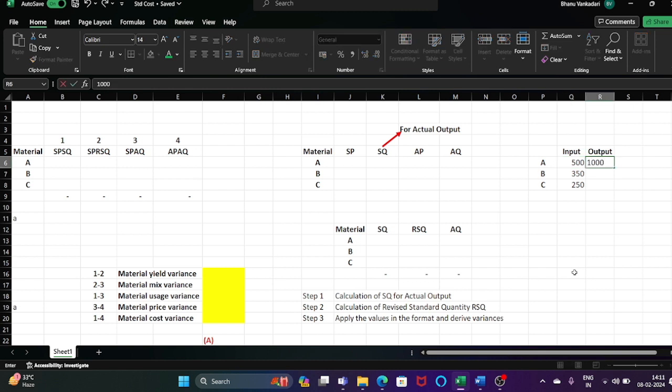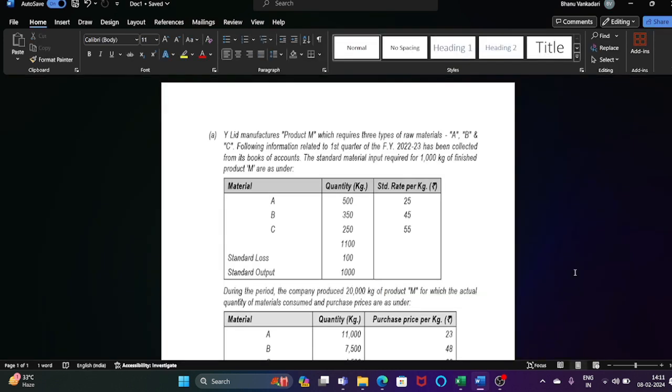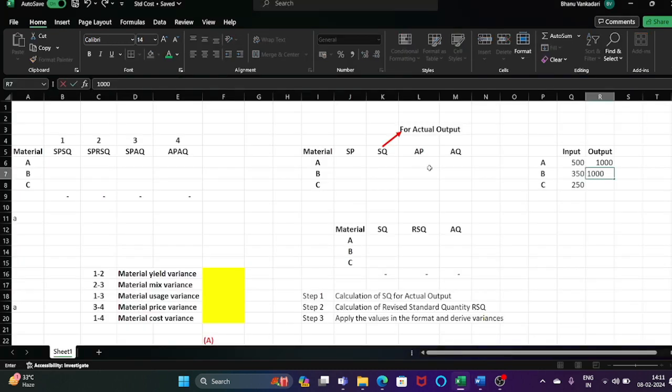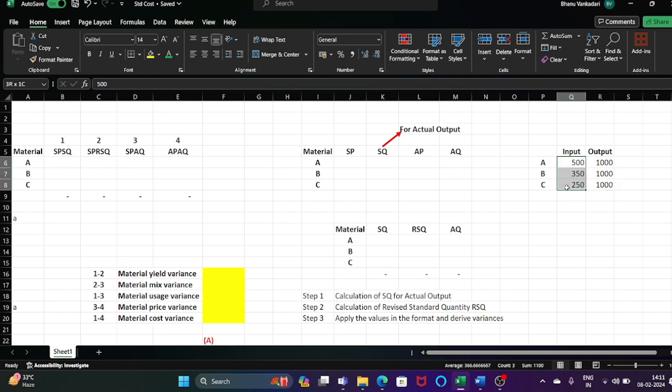What size? 1000 kgs of raw material for 1000 kgs of finished product M. So 500 kgs of metal A is required for an output of 1000 kgs. B, 350 kgs is required for 1000 kgs of finished product. C, material C, 250 kgs is required for the output of 1000 kgs of finished product. So that is the standard given for 1000 output.